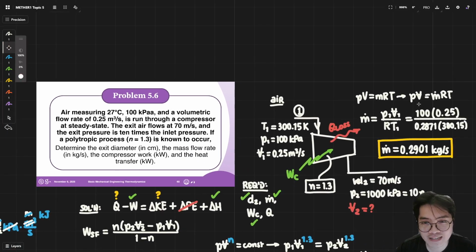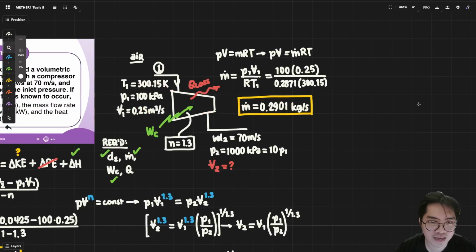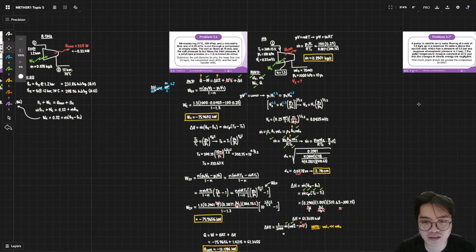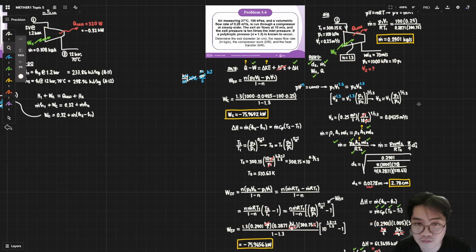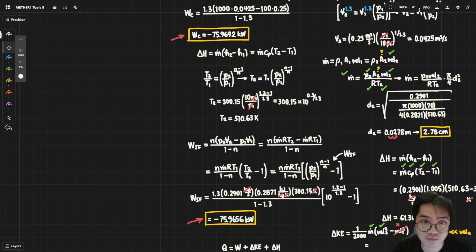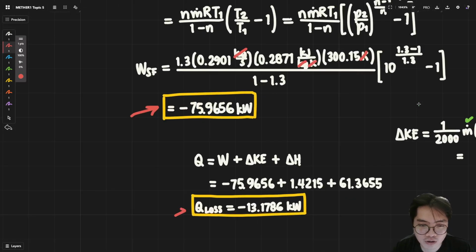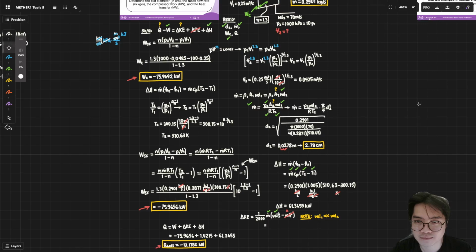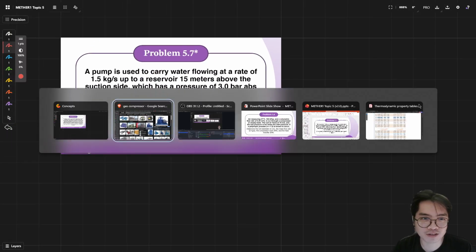Now, problem 5.7 is going to be next. We see here that we had a little bit of a roundabout way of solving this. I was able to show you 2 different ways to solve for your work of compression, and basically it's kind of the same, so there's no worries there. And you are also seeing here the heat loss. The heat loss is almost always going to be negative, because it's a heat loss, right? That's what I wanted to say.